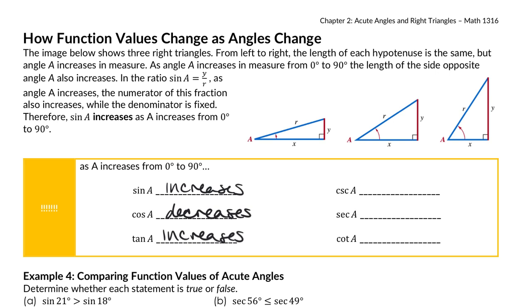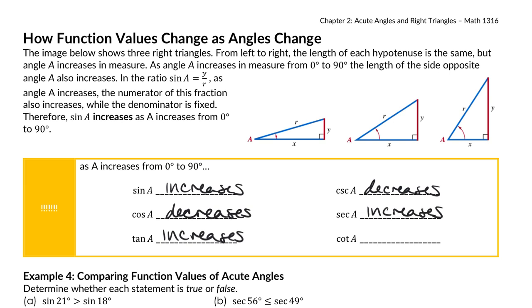Okay, let's think about this now for our reciprocal functions. We're still looking at angle A, but now we have it flipped over. Cosecant is r over y, which means my denominator is getting bigger. What happens to a number when the denominator gets bigger? The denominator is the bottom. Oh, it decreases. It's getting smaller, so it's decreasing. So secant is r over x, which means now the denominator is getting smaller, which means my actual fraction is getting bigger.